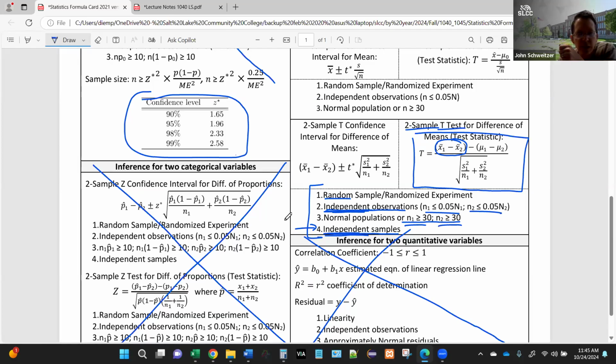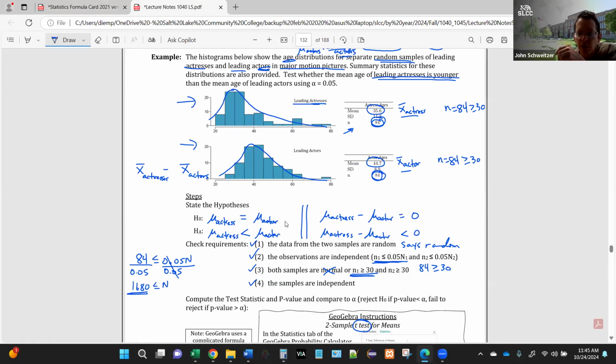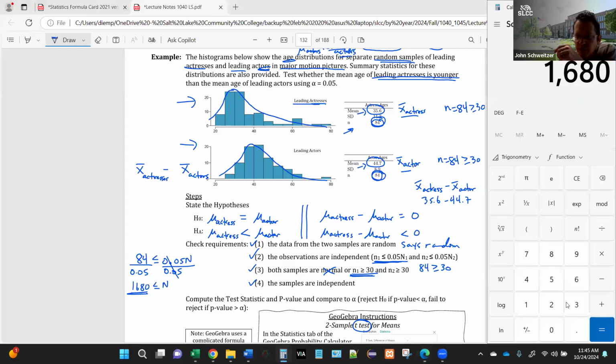Let's actually calculate that to think about this a little more. x bar actress minus x bar actor is going to be 35.6, this number here, minus 44.7. So from our samples, what is the point estimate for the difference? 35.6 minus 44.7 is negative 9.1.